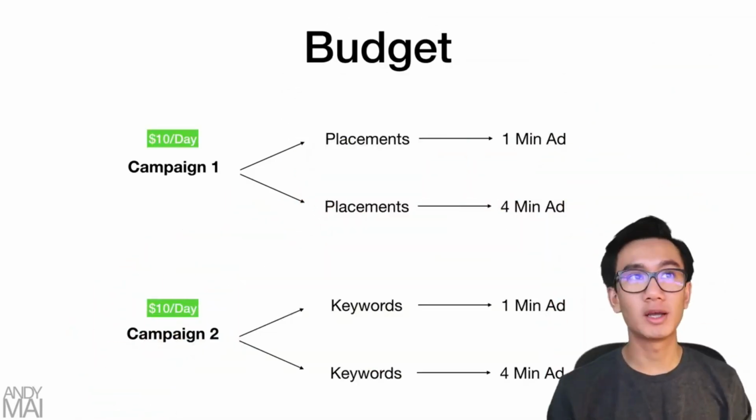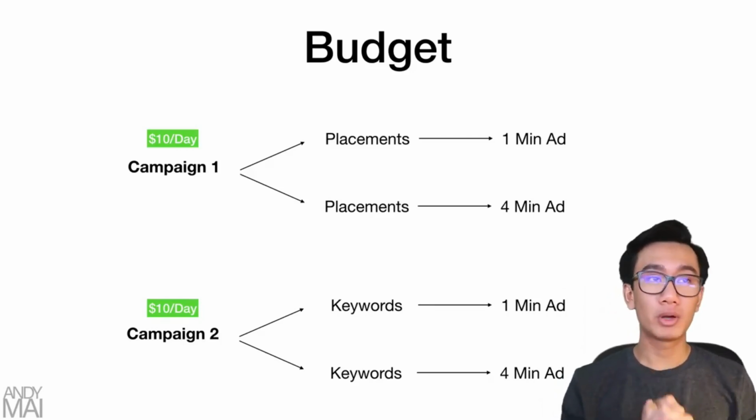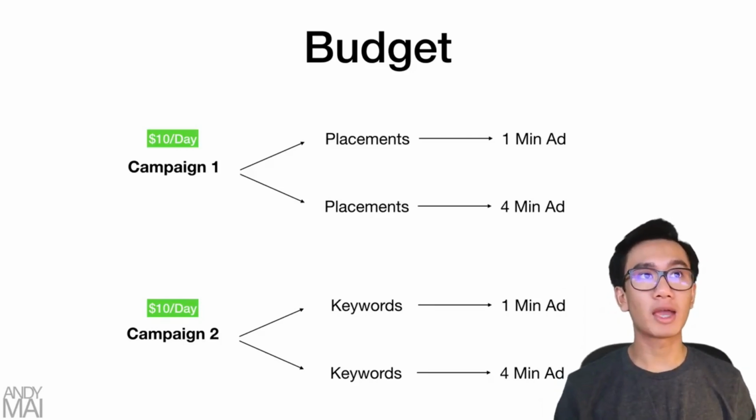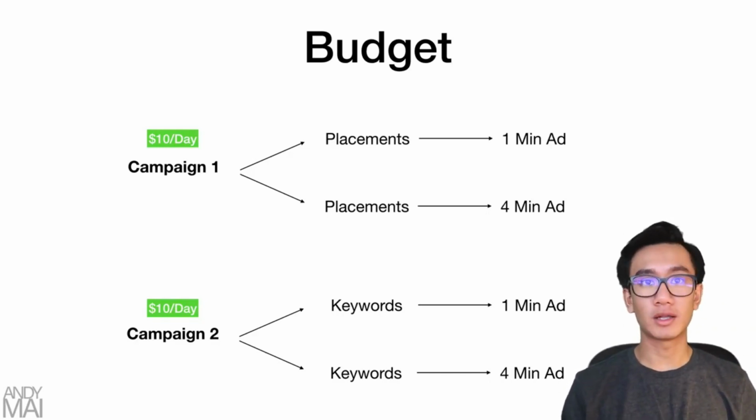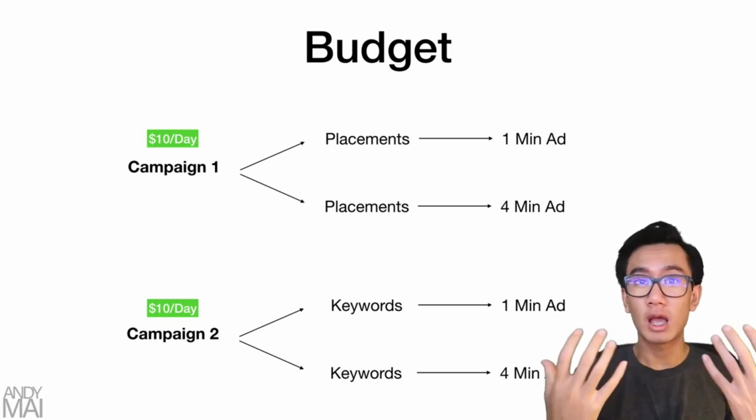And then when it comes to budget, you're going to spend $10 per day on each one of the campaigns. So campaign 1, $10 a day, campaign 2, $10 a day, and that's the minimum. The more you spend, the better, because then you'll be able to collect much more data.